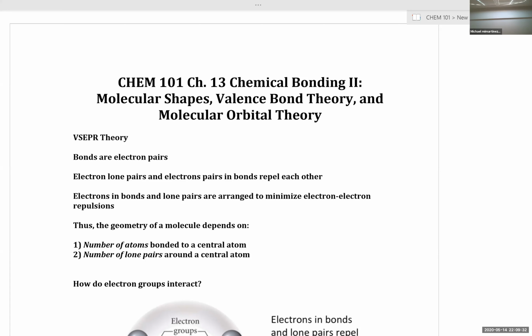If I can get some responses in the chat once you have the chapter 13 notes pulled up from our Canvas page, please let me know. I don't want to start until everyone has the note sets ready to go. Can I get some responses in the chat that everyone has pulled up the note sets? They're under Canvas modules.